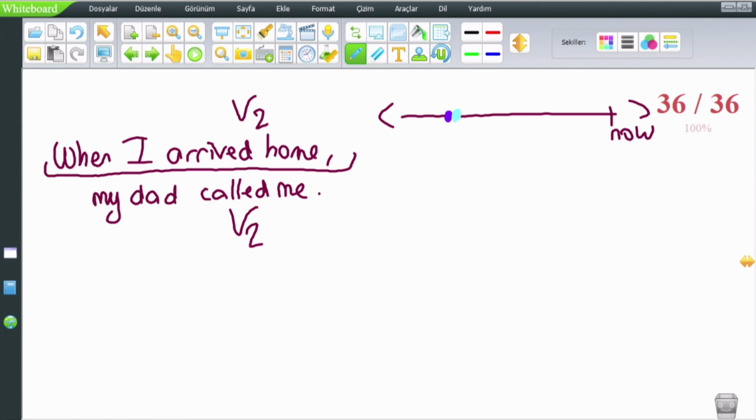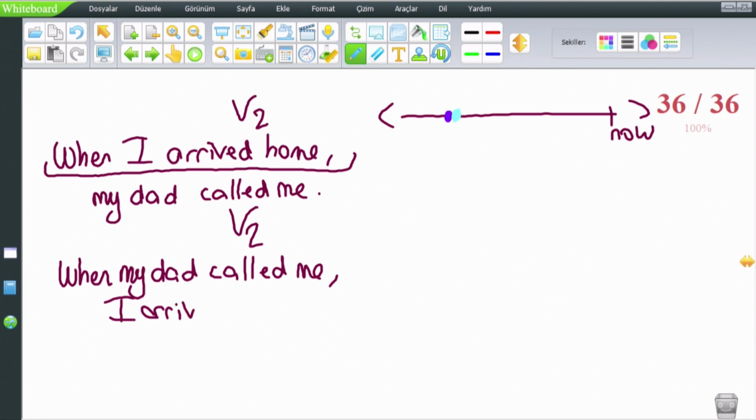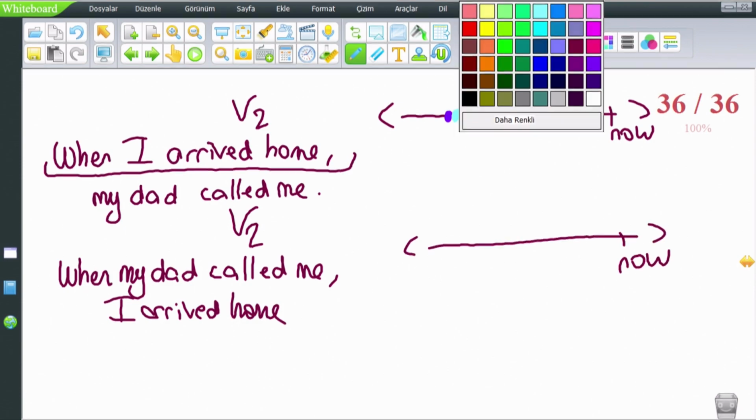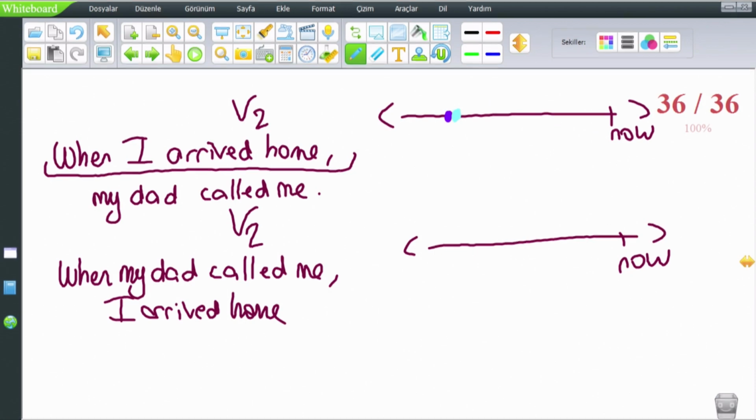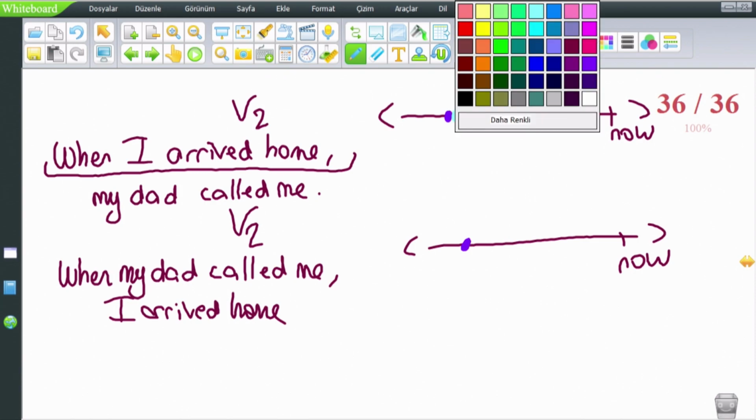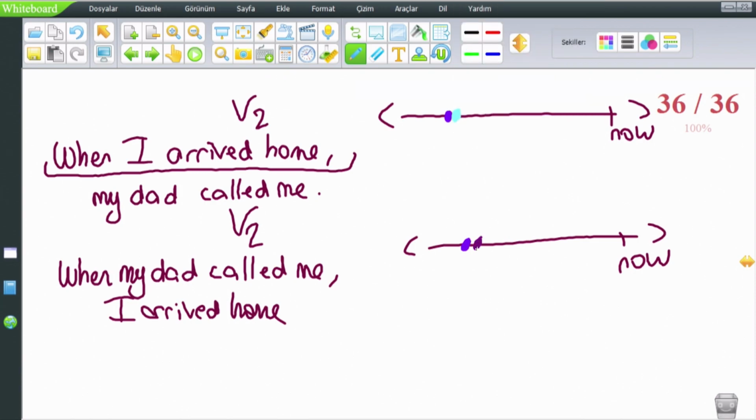If I would say, when my dad called me, I arrived home. Now in this one, it is still a correct sentence, but their meanings are different. In this one, my dad called me here before, and then here I arrived home.